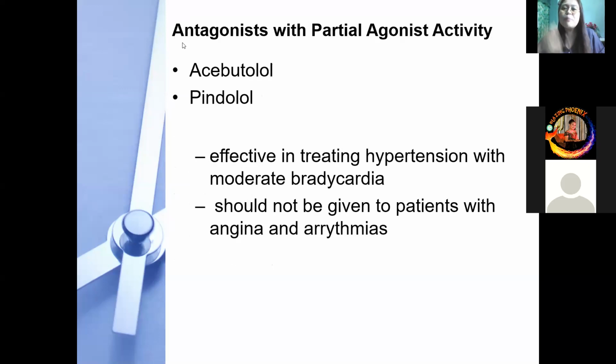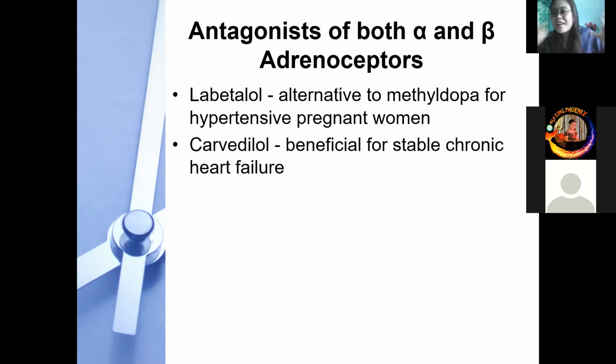Next, antagonist with partial agonist activity. They are supposedly antagonists, but they have partial agonist activity at the beta receptor. We have two, acebutolol and pindolol. They are still effective in treating hypertension with moderate bradycardia, a slow heart rate, because they are still antagonists. But they should not be given to patients with angina and arrhythmia because they are partial agonists. They can also stimulate the heart at certain doses. So they are also not allowed for angina and arrhythmia. The rest are allowed.